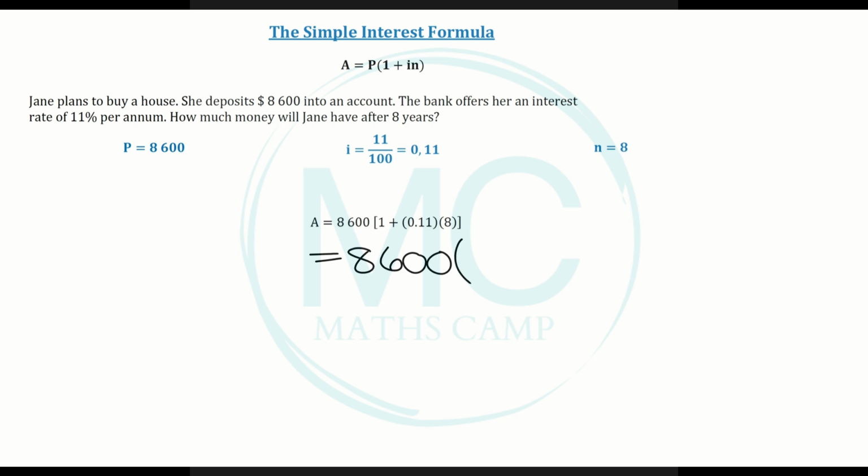Inside our bracket, we need to multiply I and N. 0.11 multiplied by 8 gives us 0.88 plus 1, and we get 1.88. Now we can multiply P by the bracket, and we get an answer of $16,168.